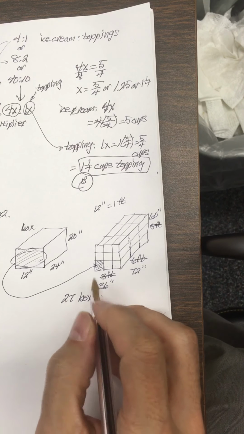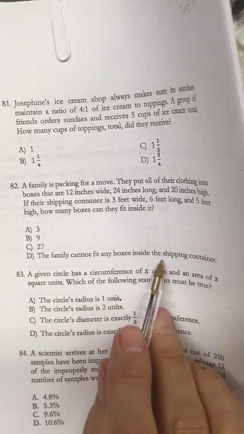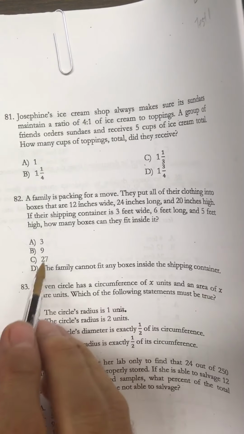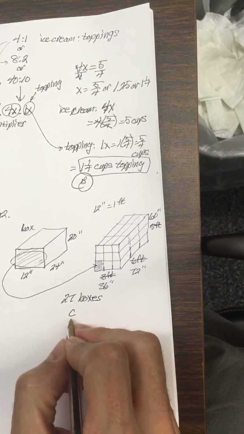And so if you look at the choices, 3, 9, 27, or can't fit any boxes in, that would be a pathetic packing job. But it's 27, so in this case, it's choice C.